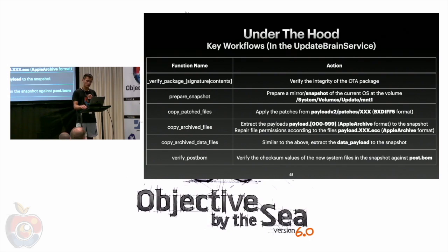Next, the function copy patched files applies the patches from the OTA package to the snapshot. And the function copy archived files extracts the payload from the OTA package into the snapshot and repairs the file permissions based on the ECC files in the OTA package. These payload files and the ECC files are in Apple Archive format. The function copy archived data files is similar to the above function. At last, the function verify post-bomb verifies the checksum values of the new system files in the snapshot.